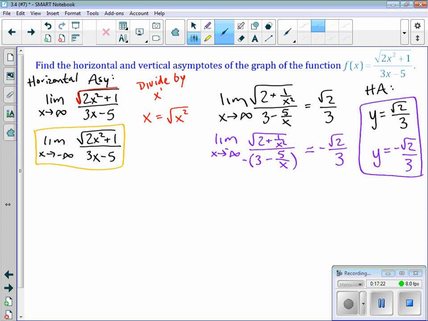Okay, so those are your horizontal asymptotes. How would we find a vertical asymptote? Because it says find horizontal and vertical. I'm not going to make you do the vertical here, but how would you do it?